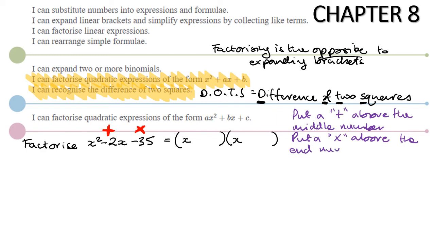Now why do we do that? That just reminds us that I'm trying to find two numbers that add to make -2, and the same two numbers multiply to give me -35. So this is a bit of trial and error, and actually this is the hardest bit of the question. So can we work out what these two numbers are?